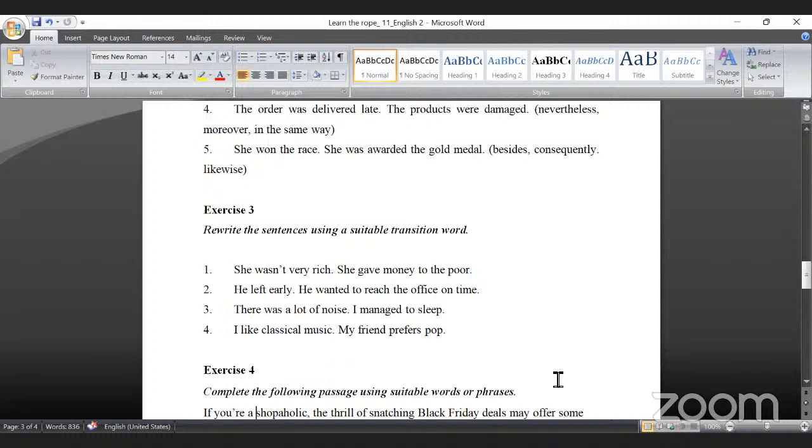I like classical music. On the other hand, my friend prefers pop. But my friend prefers pop. Whereas my friend prefers pop, that's also correct. While my friend prefers pop, that's also correct. Anything that shows preference and choice to show contrast can be used.